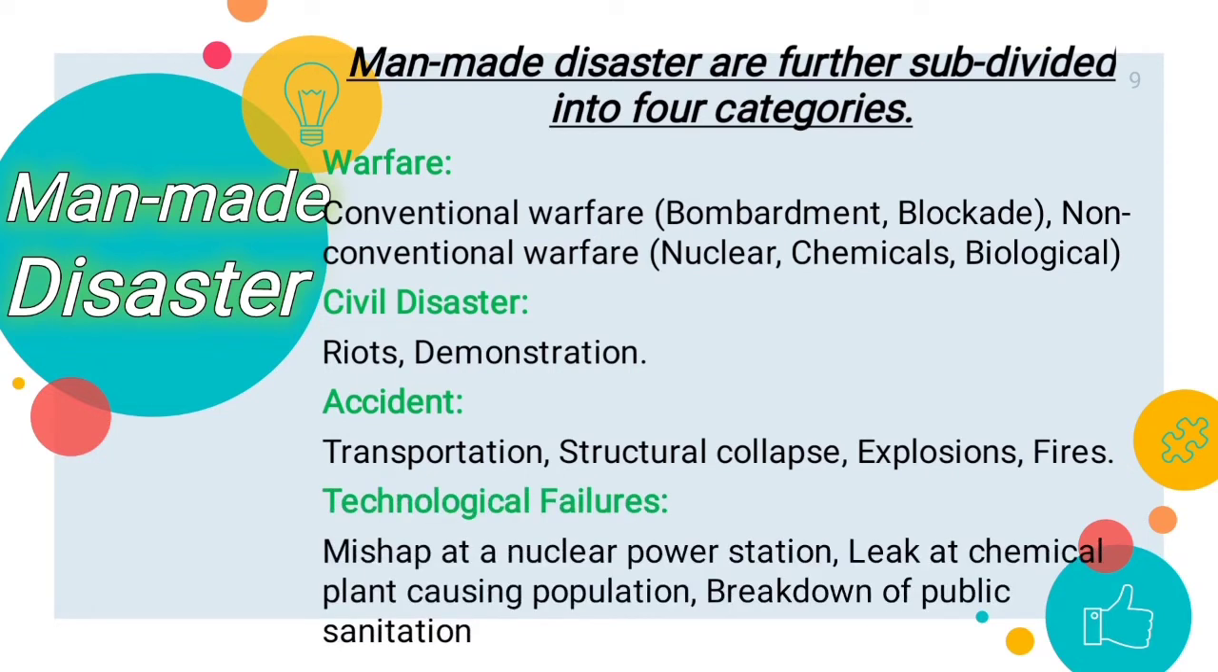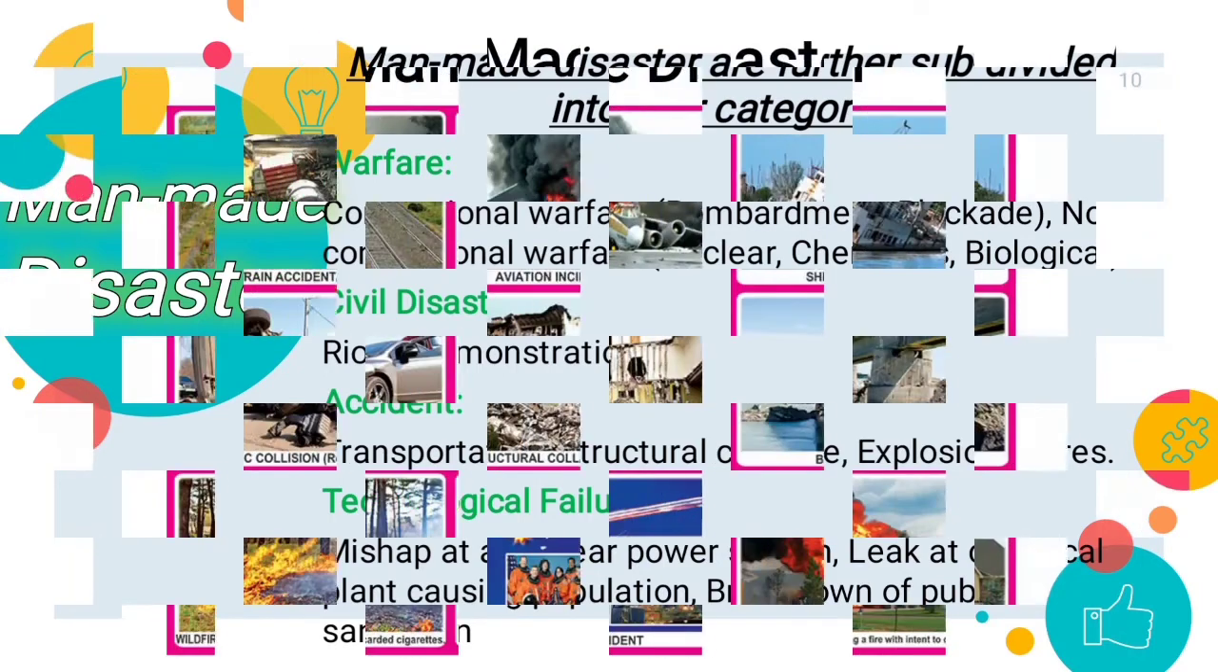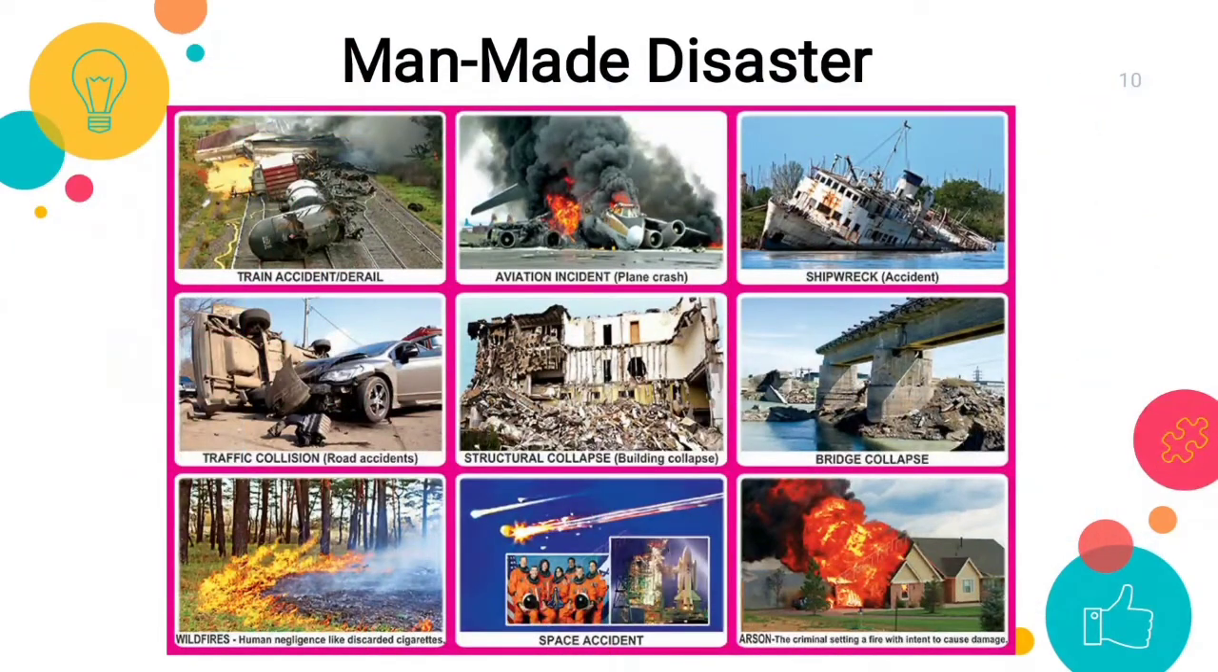And fourth category is technological failures. It includes mishap at a nuclear power station, leak at a chemical plant causing pollution, breakdown of public sanitation. This picture shows different examples of man-made disaster.